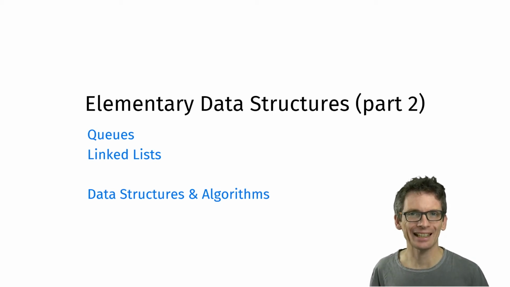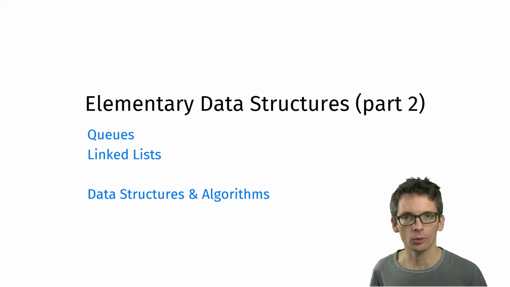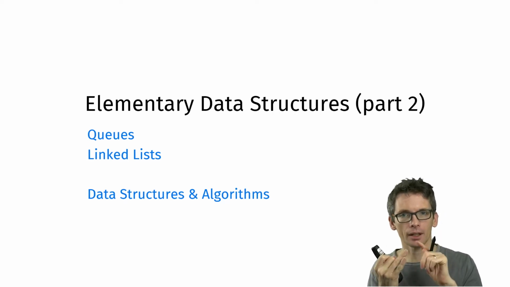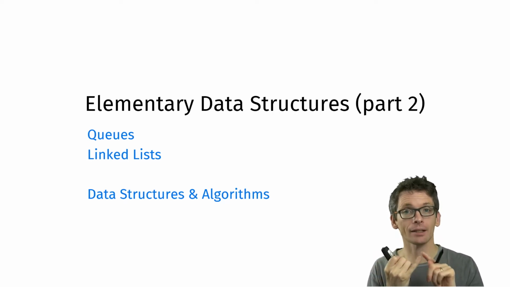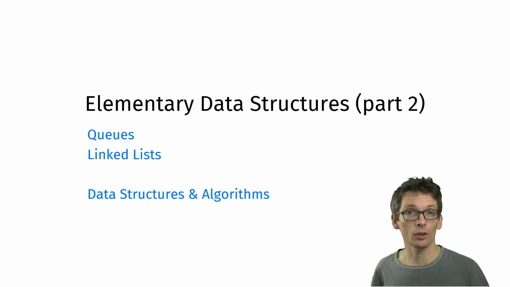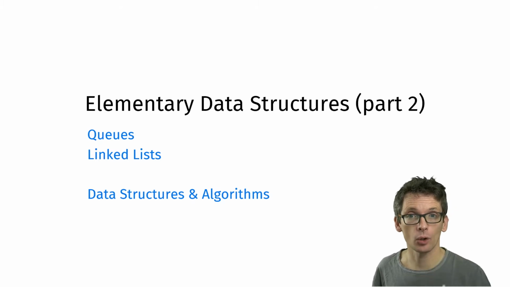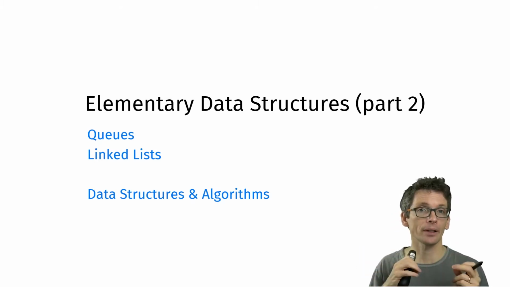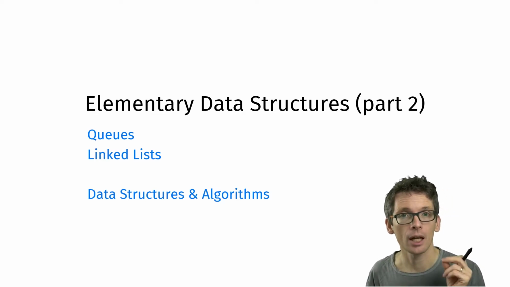Welcome to the second video on elementary data structures. So we have seen so far abstract data types and data structures. We have seen stacks and dynamic arrays. Now we're going to see a new abstract data type, namely queues, and linked lists as a data structure implementing queues and also implementing stacks.